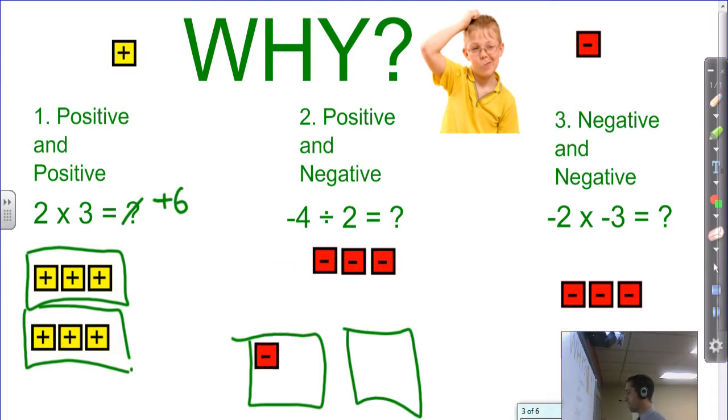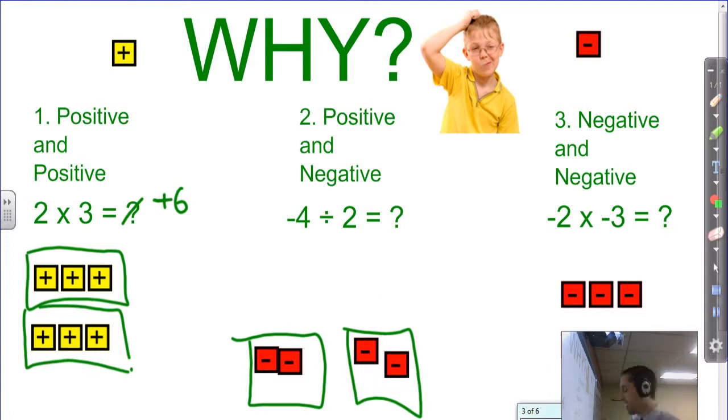So let's take these negative 4 and try and split them evenly into 2 groups. And our answer will tell us how many are in each group. Well, if I look at one of these groups, it has 2 negatives. So negative 2. So maybe that's why. This is a way we can explain it to ourselves. If you take negative tiles and split them into positive groups or real groups, regular groups, then you're going to have negative tiles in each one. So negative answer.